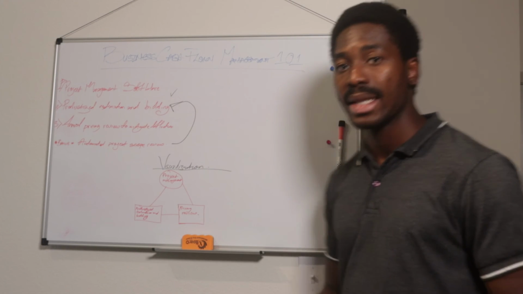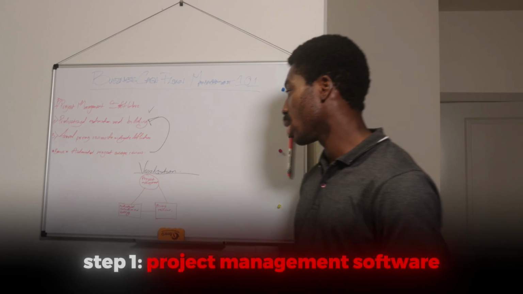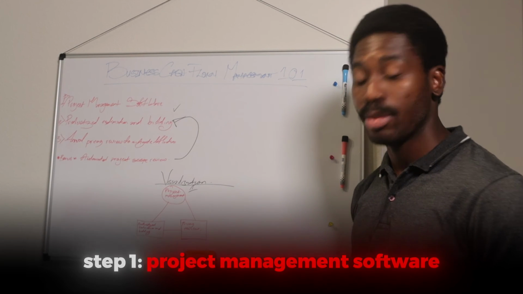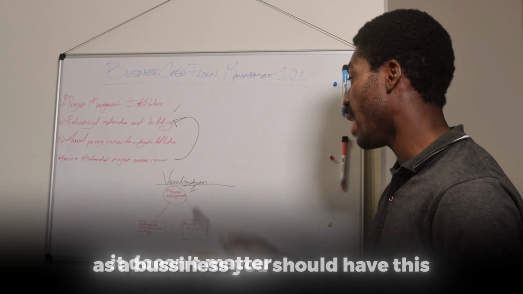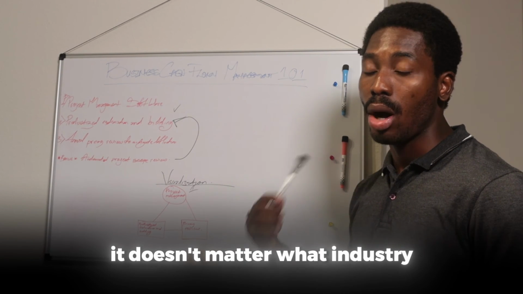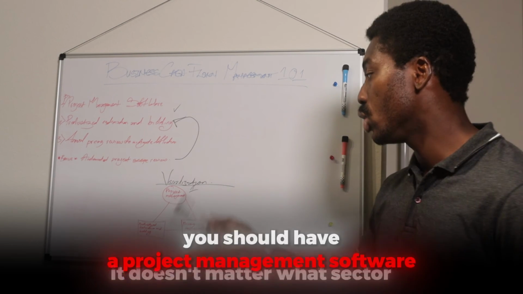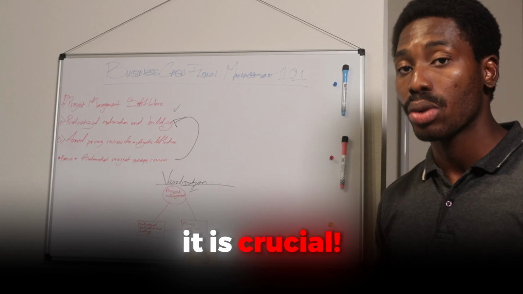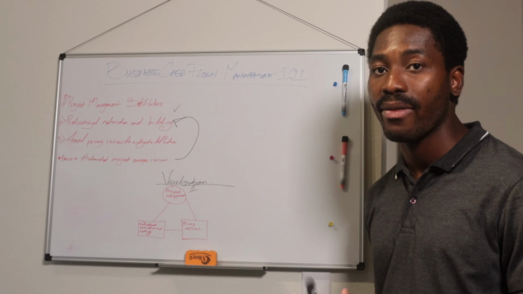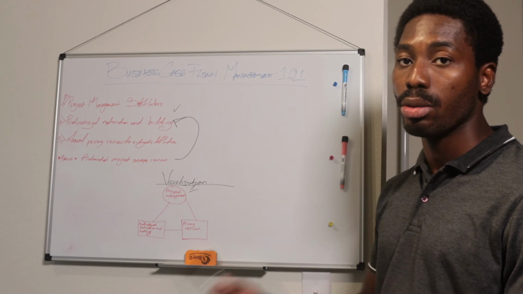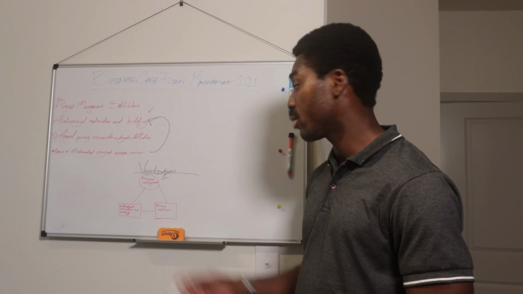This is a quick visualization just to kind of see how it works. So up here, number one is project management software. As a business, you should have this. It doesn't matter what industry or what sector you're in, you should have a project management software. It is crucial for yourself as a business and for your client as for their own business. So project management software, number one.